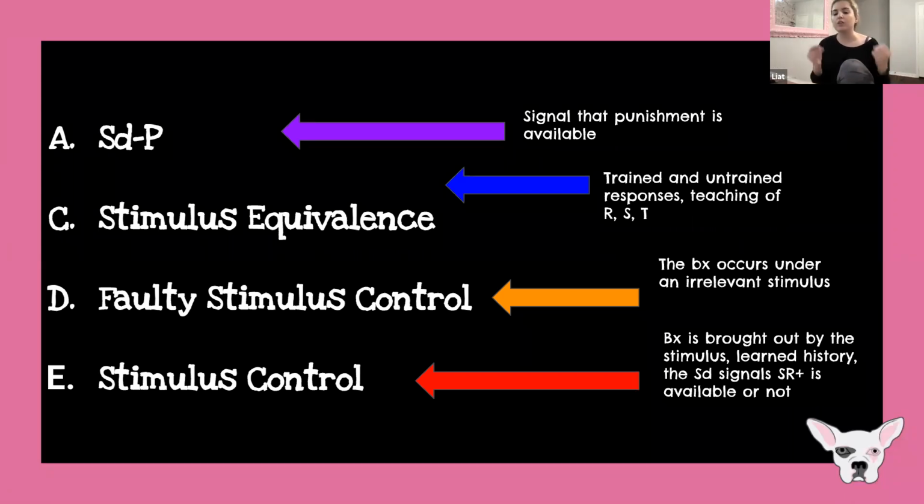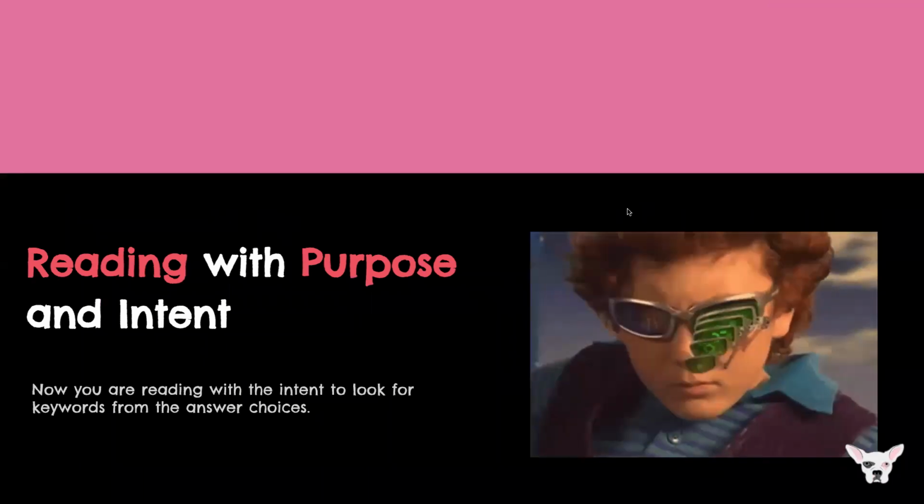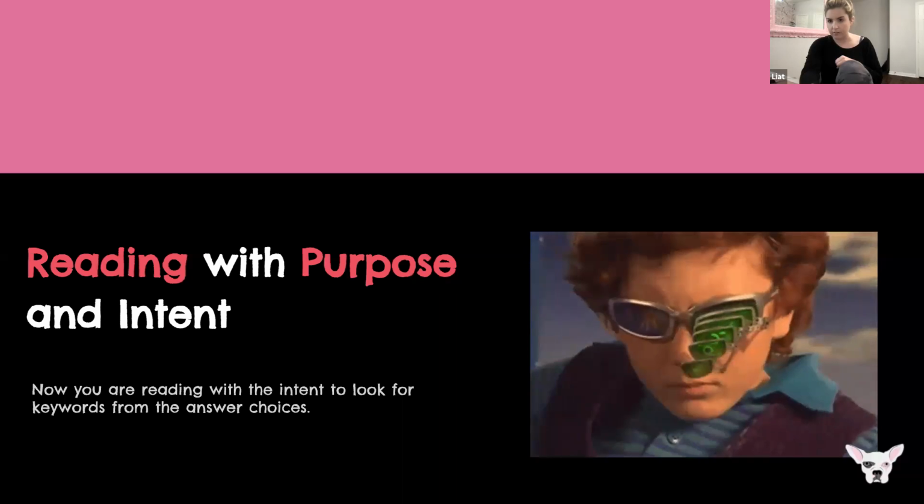So what I say is know what you know really well, because you could at least either choose that thing that you know. Like I know a lot about faulty stimulus control. That means I'm going to know if that is part of the answer, right? If that one is the correct answer, or I could at least cross that one out as not being the correct answer. So know what you know really well and go in confidently with that. Now we're reading with purpose and intent. Now you're reading with the intent to look for keywords from the answer choices, right?